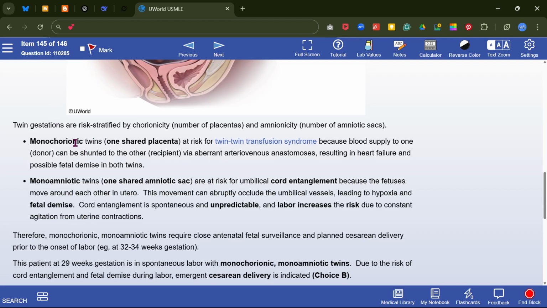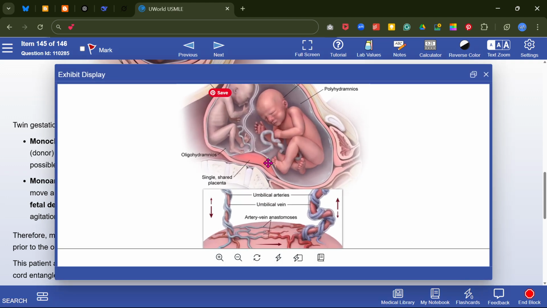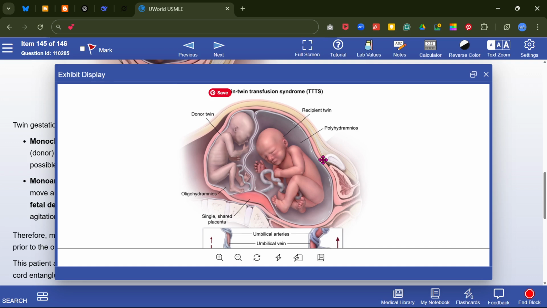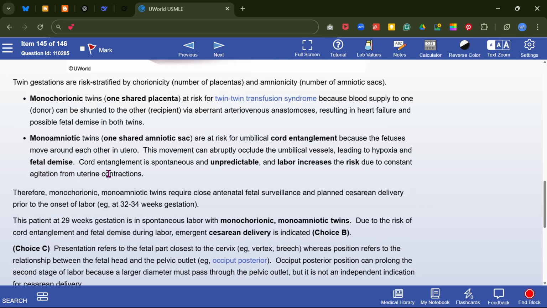And monochorionic twins with one shared placenta are at risk of twin transfusion syndrome. That means one twin, the recipient, is getting bigger and the donor twin is getting smaller. Because the blood supply of the donor can be shunted to the recipient via AV anastomosis, resulting in heart failure and possible fetal demise.